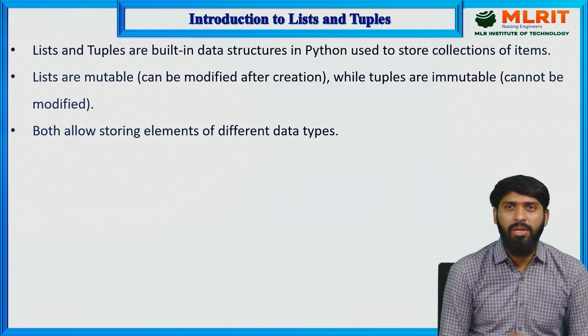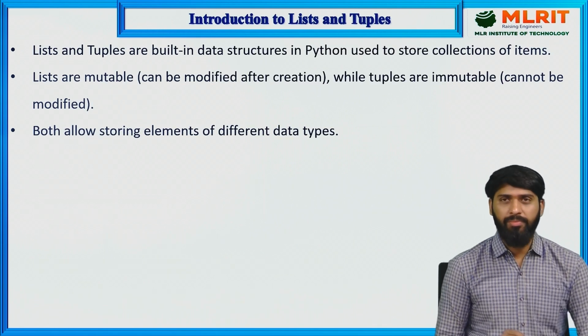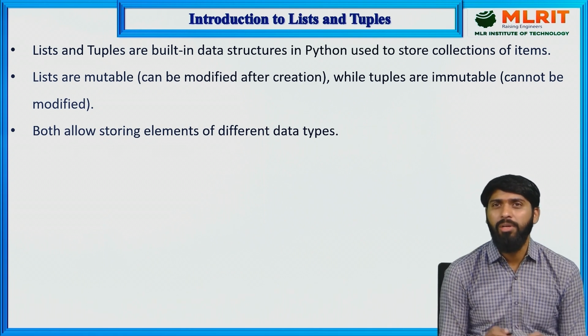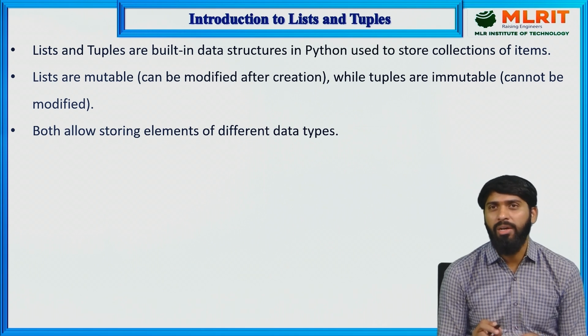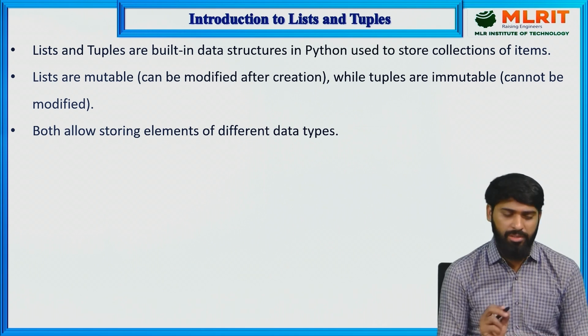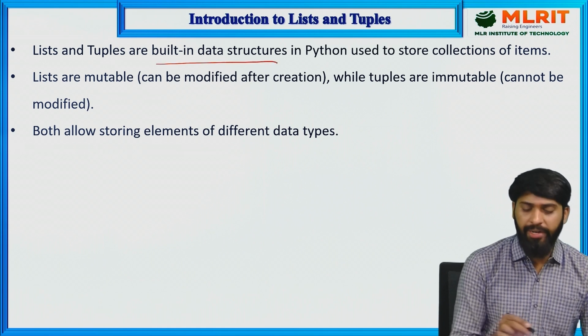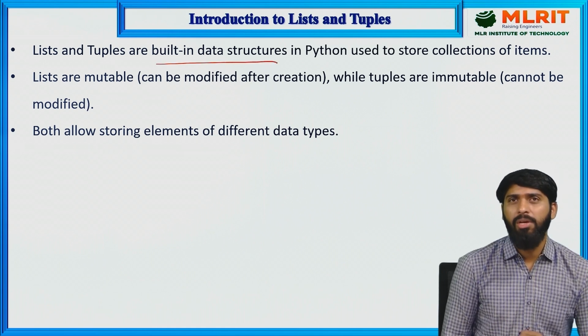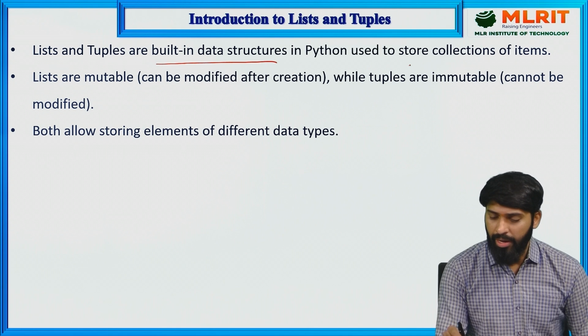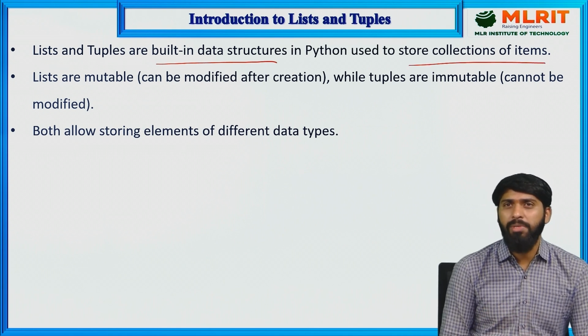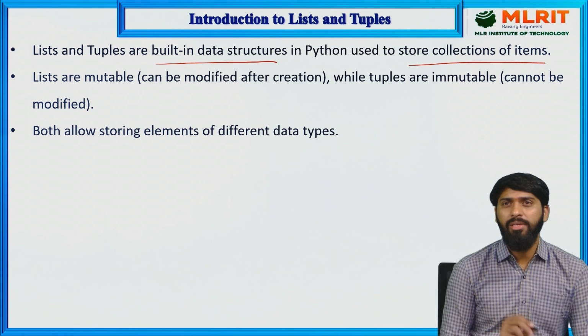Introduction to lists and tuples. You remember that both list and tuple are the same. The only difference is the list is mutable and tuple is immutable. Lists and tuples are built-in data structures in Python used to store a collection of items. A collection of items is similar to an array in C programming.